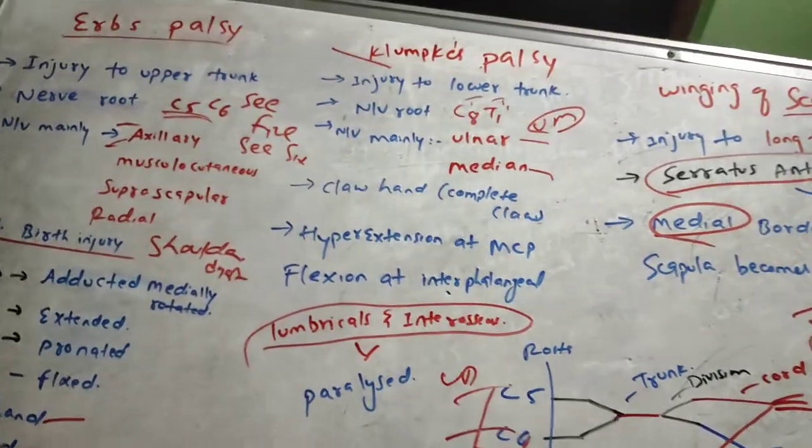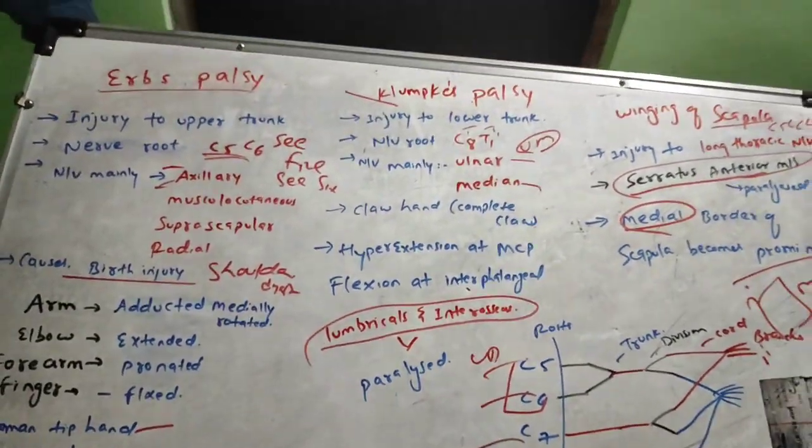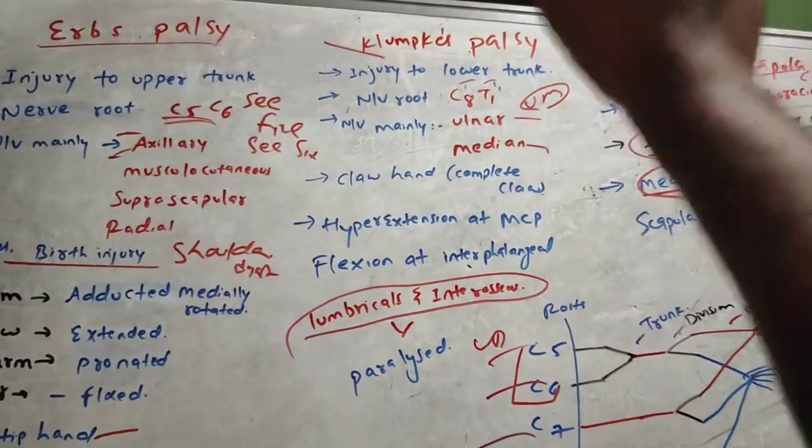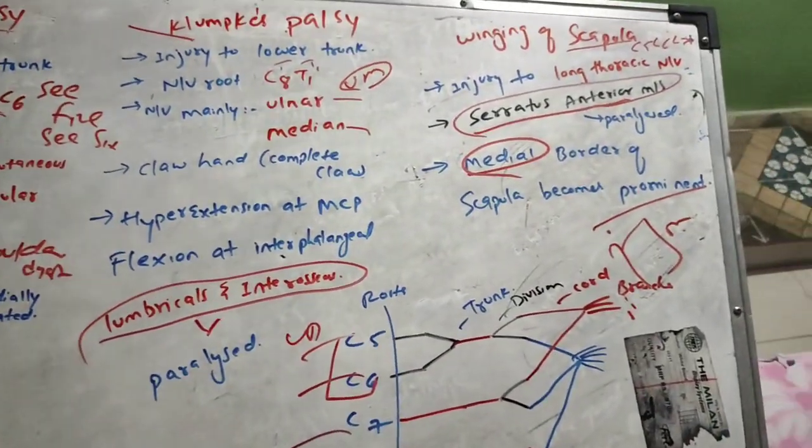So this is how you have to study Erb's palsy, Klumpke's palsy and winging of the scapula.